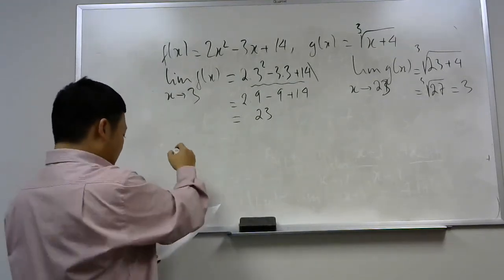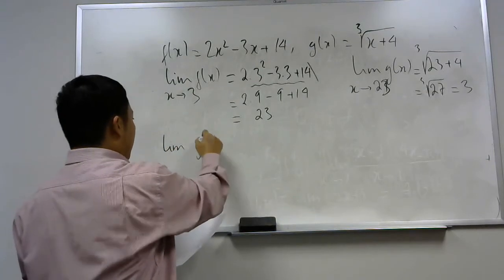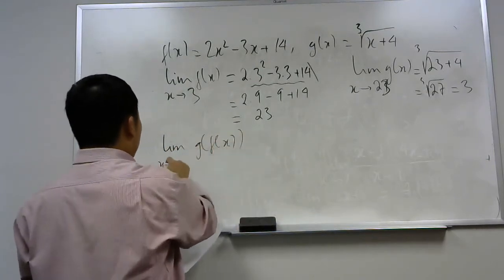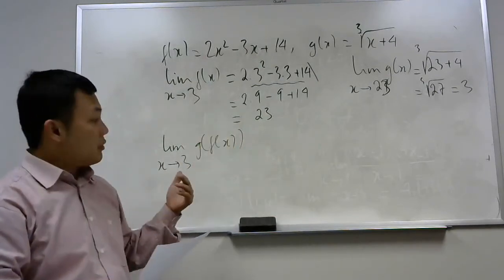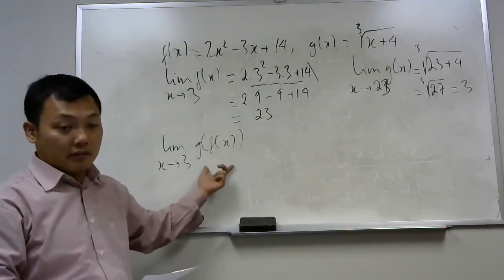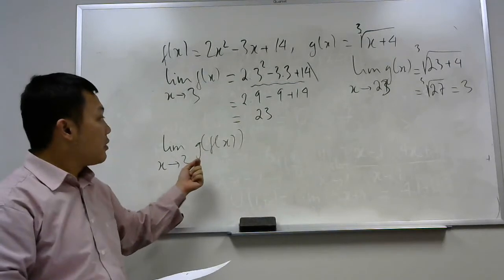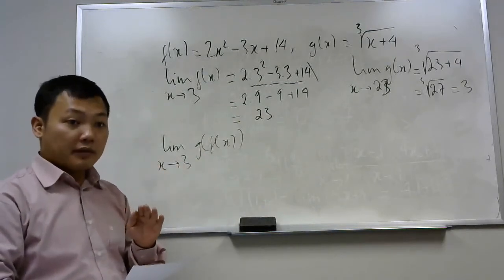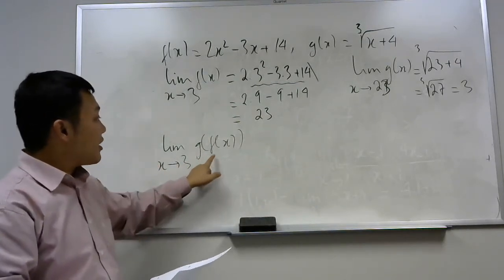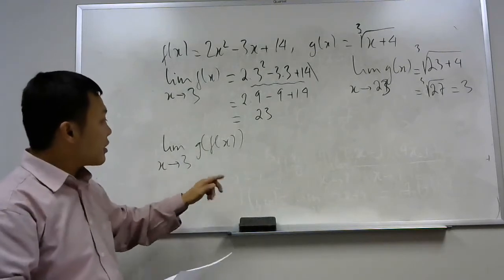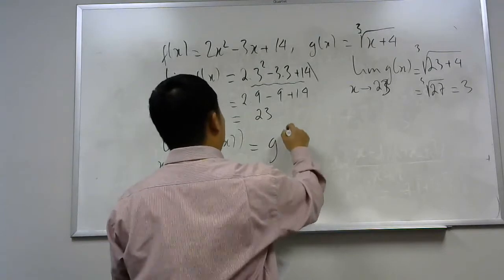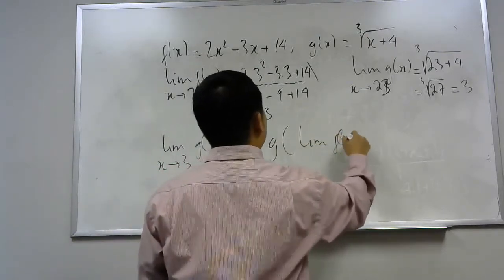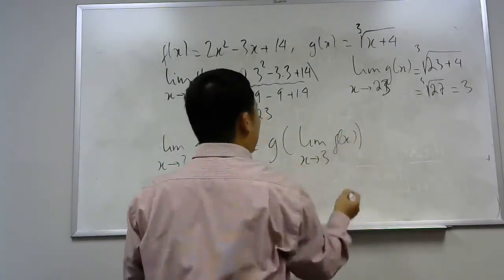And the last question is limit of g of f of x when x goes to 3. Actually, two functions are continuous, and this is a composite function. So we have a very good property for continuous functions. Since f and g are all continuous, limit of g of f is nothing but g of limit of f of x when x goes to 3.